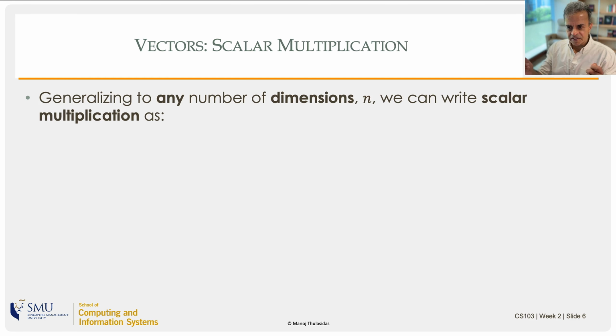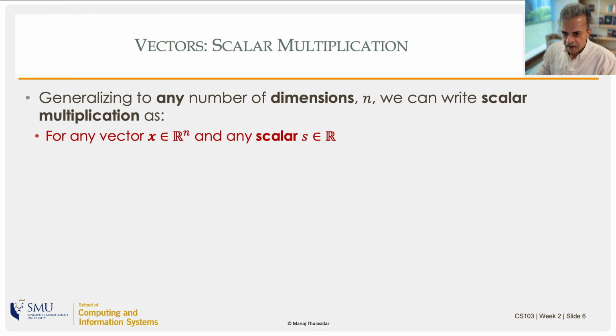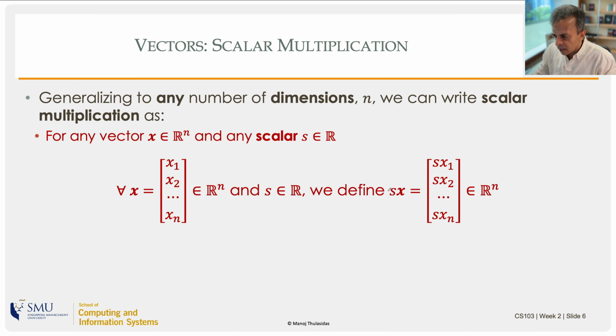Now we can generalize this to any number of dimensions. That is the beauty of linear algebra. So we start with 2 and 3, and now we have n being any number, 200, 2000, 2 million, doesn't matter. And we will say that for any vector x in Rn, n-dimensional vector of real components, and for any scalar s, a real number, we define the scaled version of it, scalar multiplication, by saying that each component will have to be multiplied by the same factor, and the resulting vector will be a member of Rn.